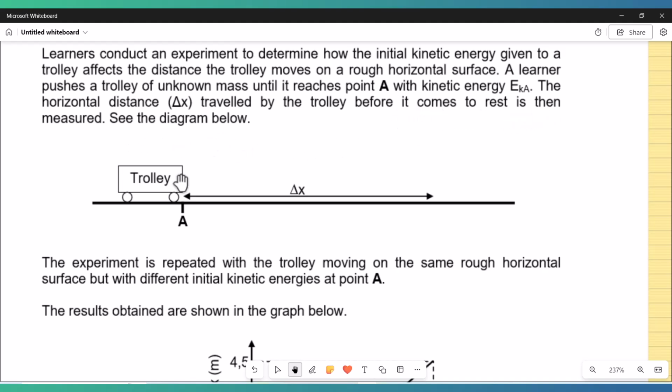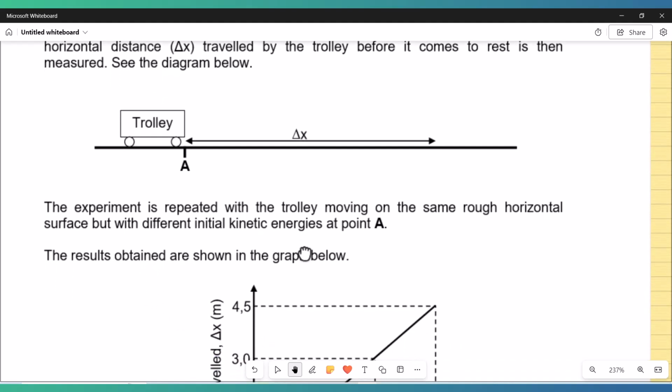See the diagram below. So when the trolley reaches here, it continues until it comes to rest. Now they said that the experiment is repeated with the trolley moving on the same horizontal surface, but with different initial kinetic energies. Now they say here, what must we do?